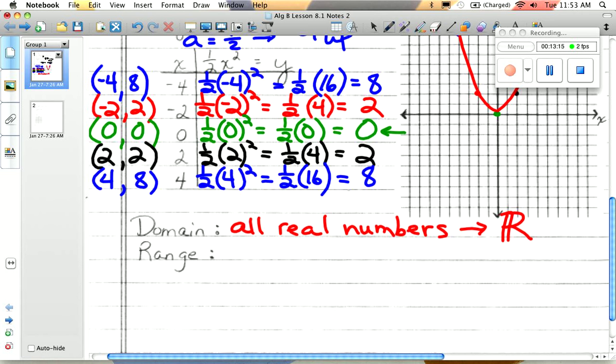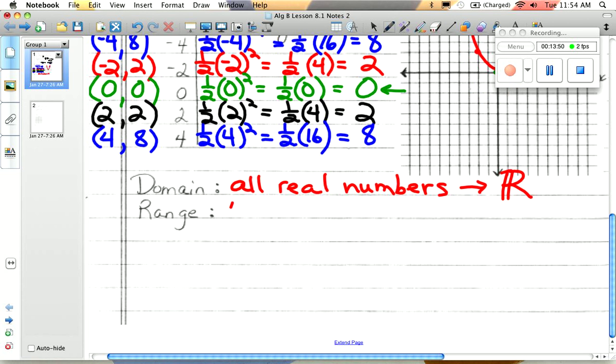Okay, now the range. Is the range going to be all real numbers? No. There are points on that curve where there are some y values that are not covered. Does this quadratic function have a minimum or a maximum? Minimum. That means the y values are not going to go any lower than the y value of that vertex. What is the minimum in this one? 0. I think that might be good for us to write down in our notes. The minimum is 0. You can't go any lower than that. That's what minimum means.